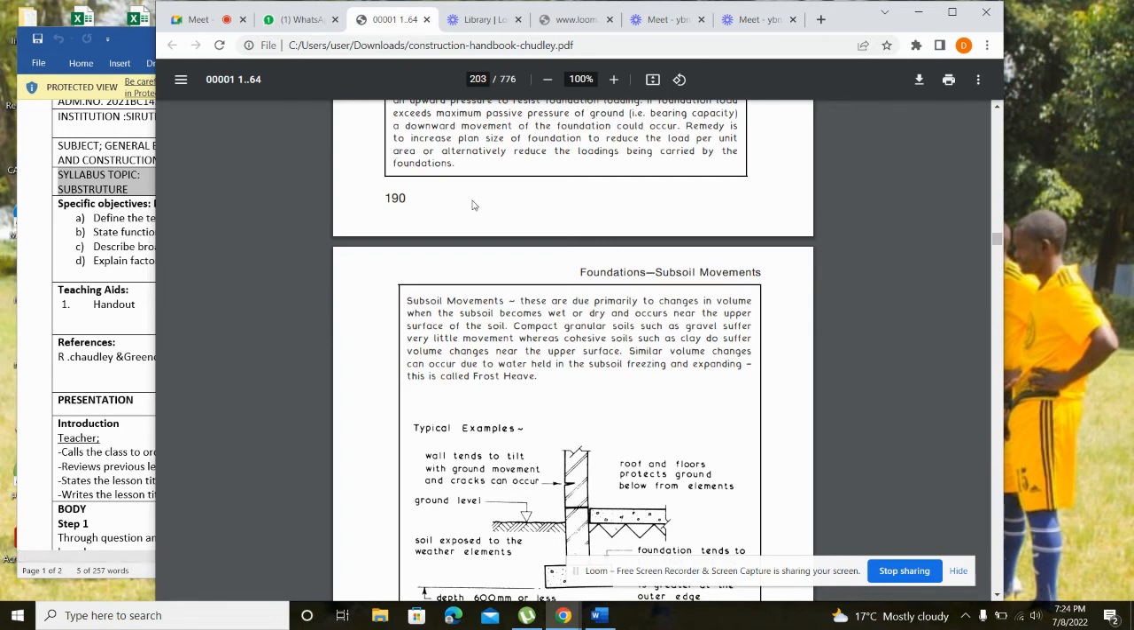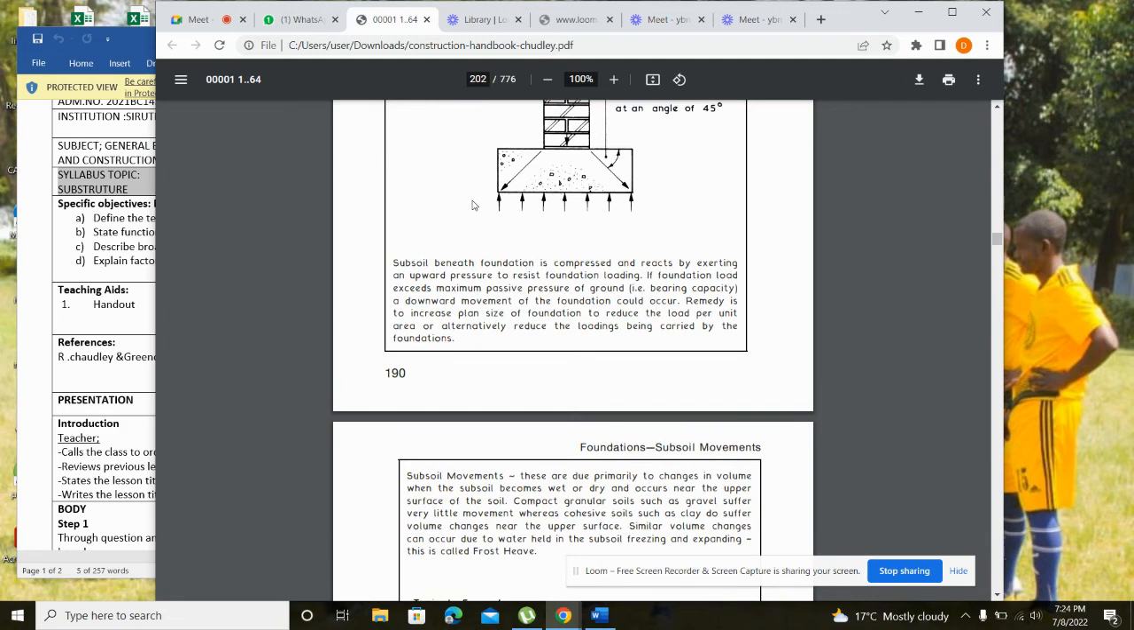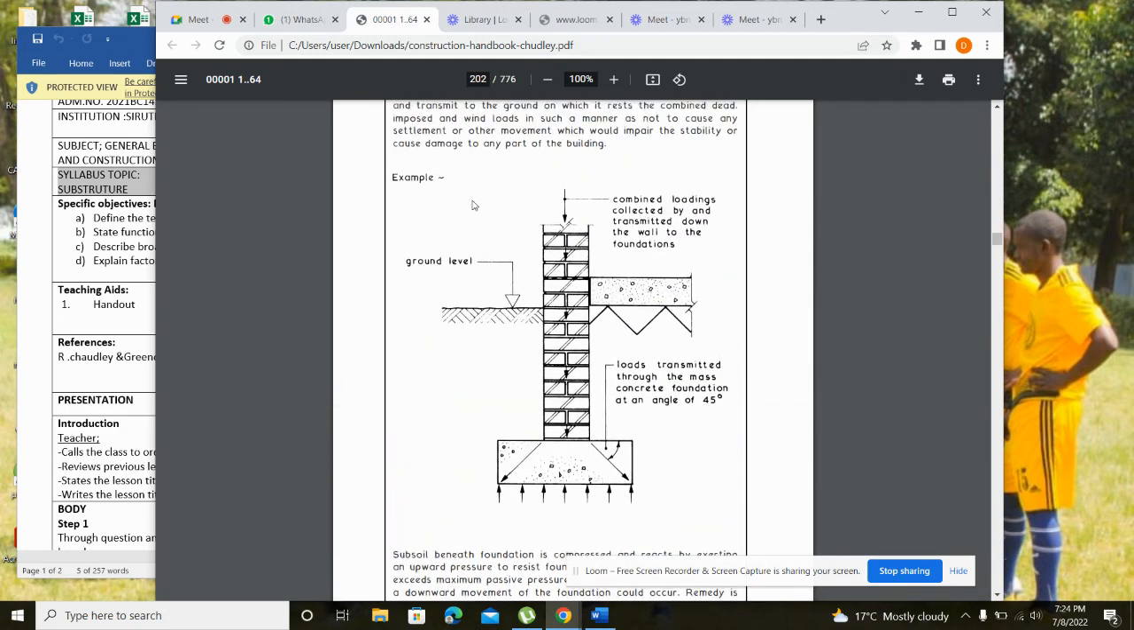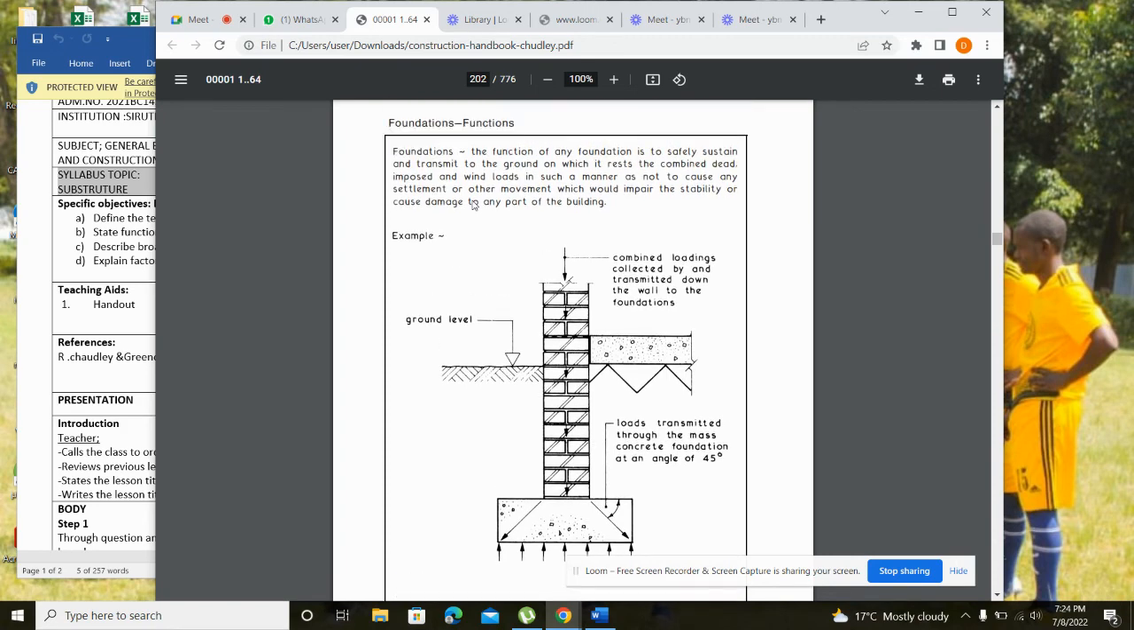You said foundation is the lowest part of a building that acts like a main support. Good. Then we also looked at the function of foundation. Is that right? Who can remind us of one? It transmits the loads to the ground. Are we together? At the same time, it distributes the load evenly to the ground.